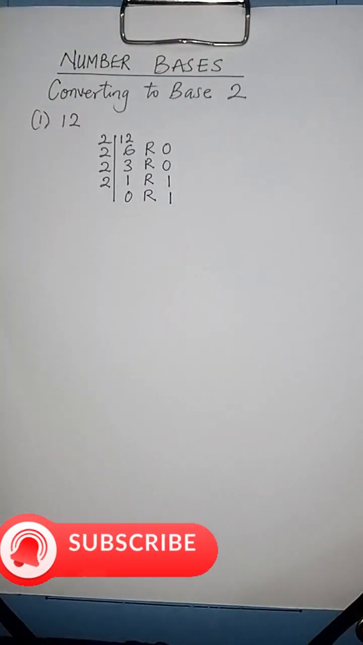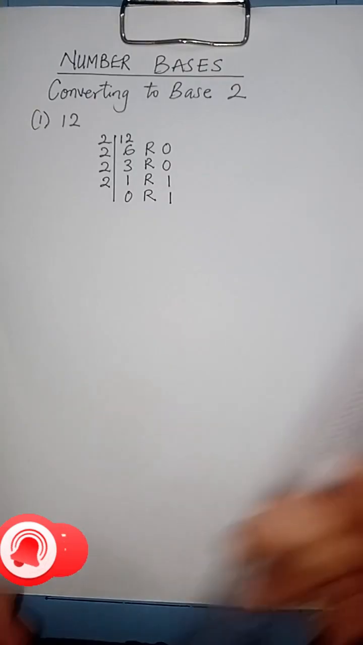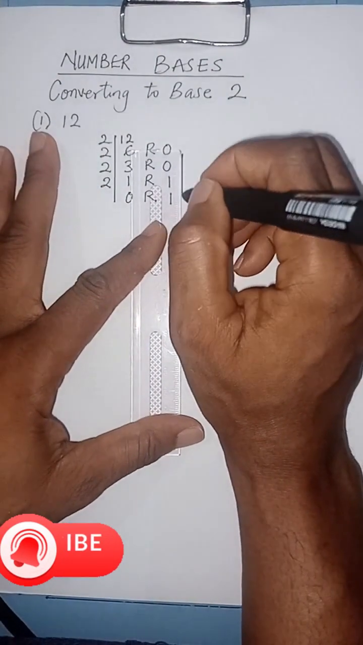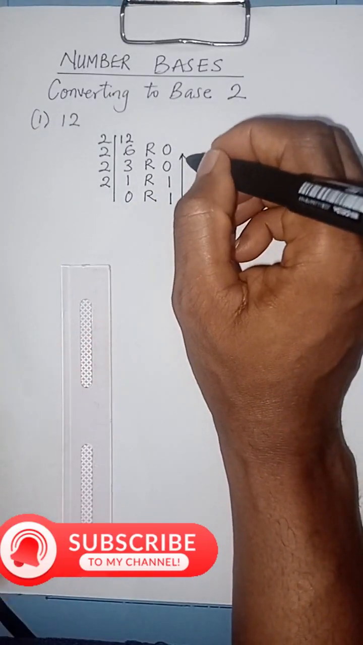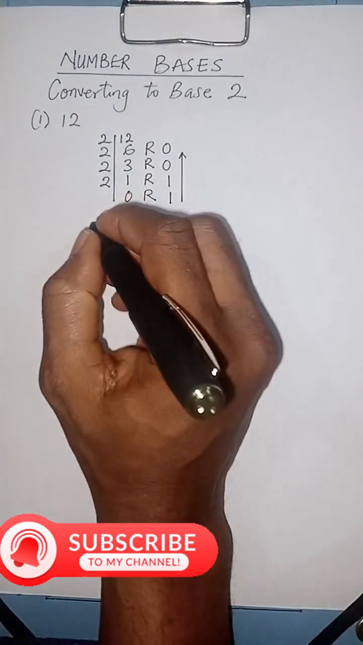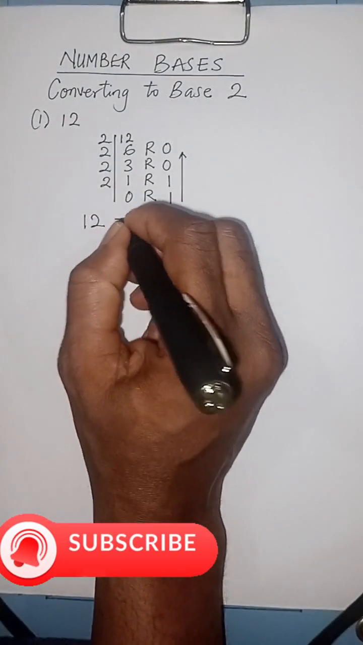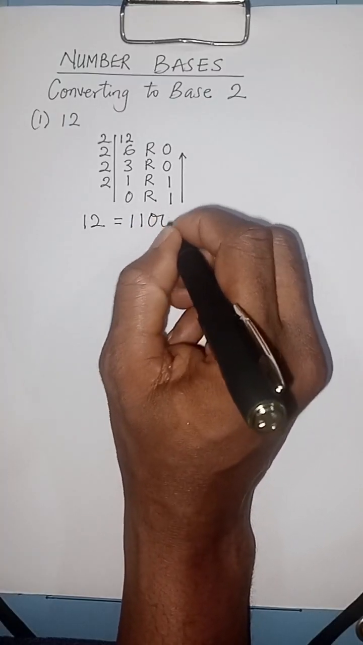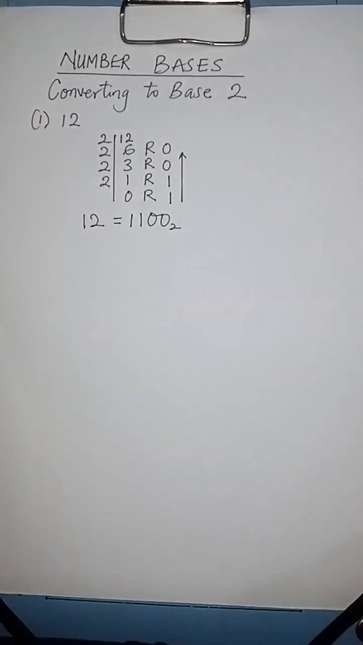The next step is to write these numbers, the remainders, from the bottom to the top. So this means 12 in base 2 is 1100. And that is the solution to the question.